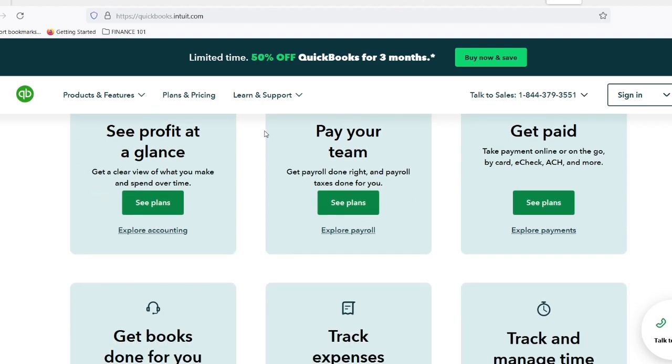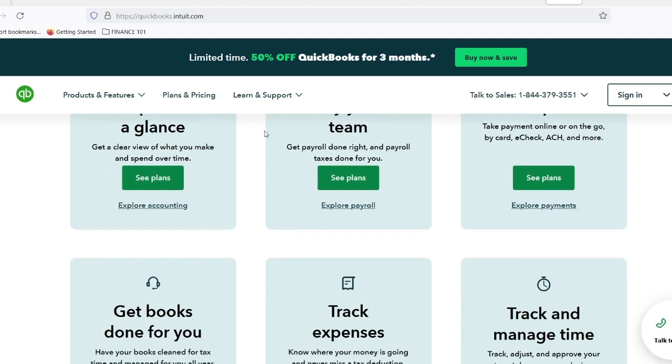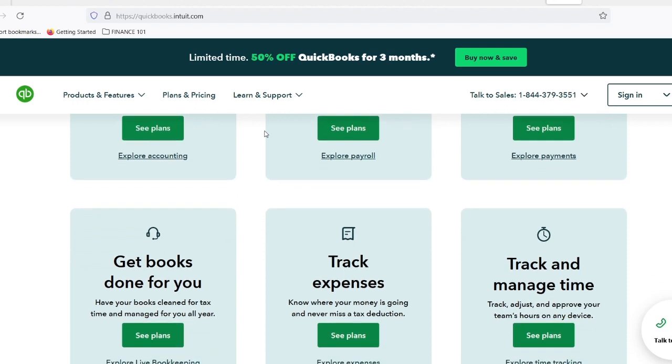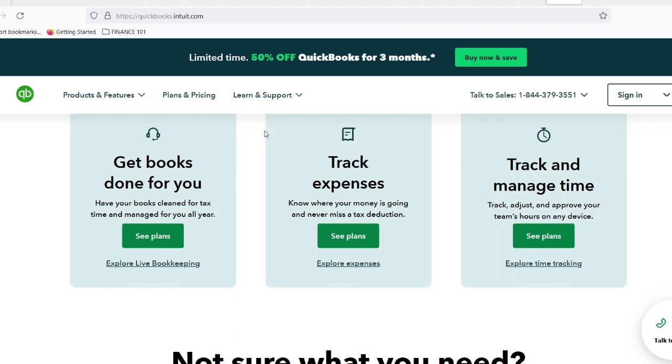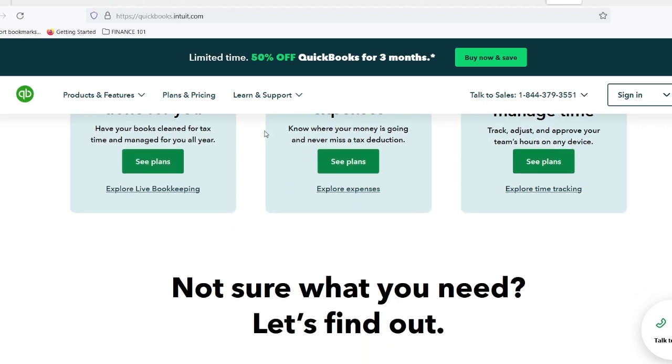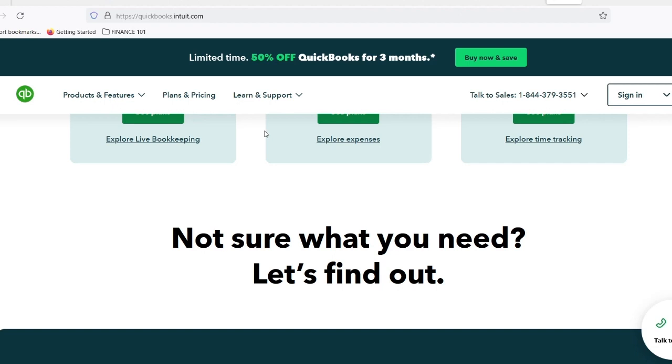Scaling up means moving out. Let's be honest. Constantly switching software is a pain. You invest time learning the ropes, customizing features, and importing data. The thought of starting over with a new accounting software can be daunting.